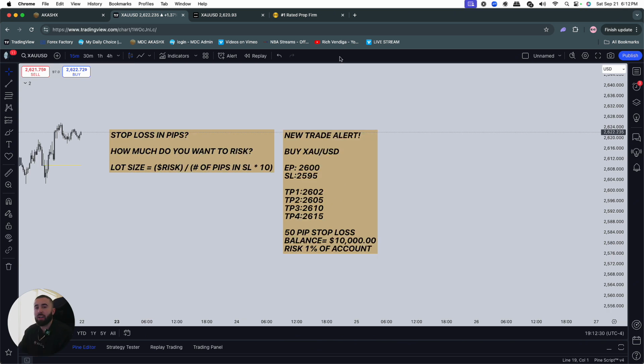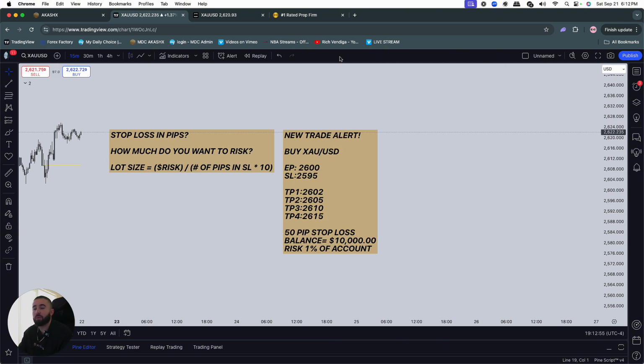Now, let's break down how to actually calculate our lot size. In trading, our lot size is going to be the size of risk that we place into a specific trade. And so essentially what you're going to want to look at is, number one, how big is going to be my stop loss? And number two, how much do I want to risk on one given trade?